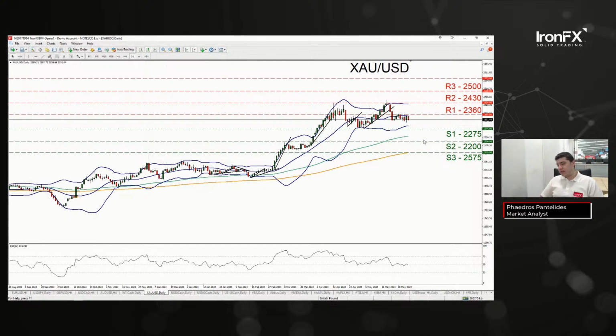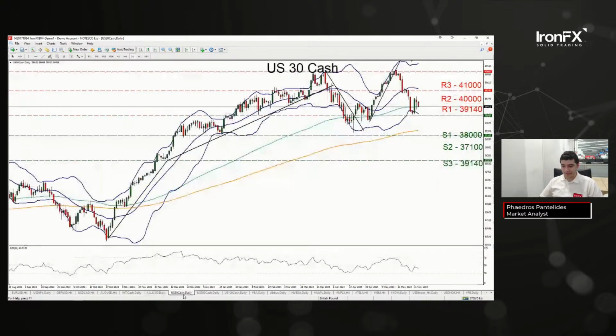For now, we would maintain a sideways bias given the RSI and a narrowing of the Bollinger Bands, also moving in a relatively sideways motion. But I wouldn't be bullish. I'd either maintain a sideways bias or a bearish outlook, one or the other. But for now, sideways between S1 and R1, despite it being close to R1.